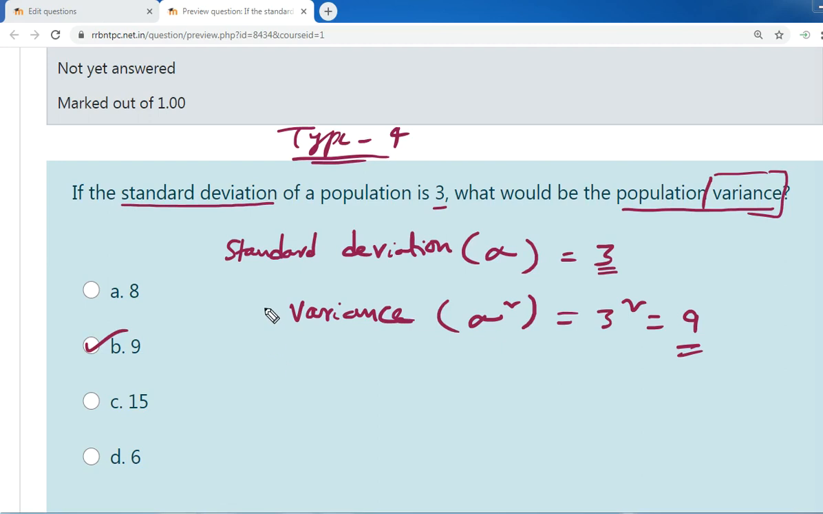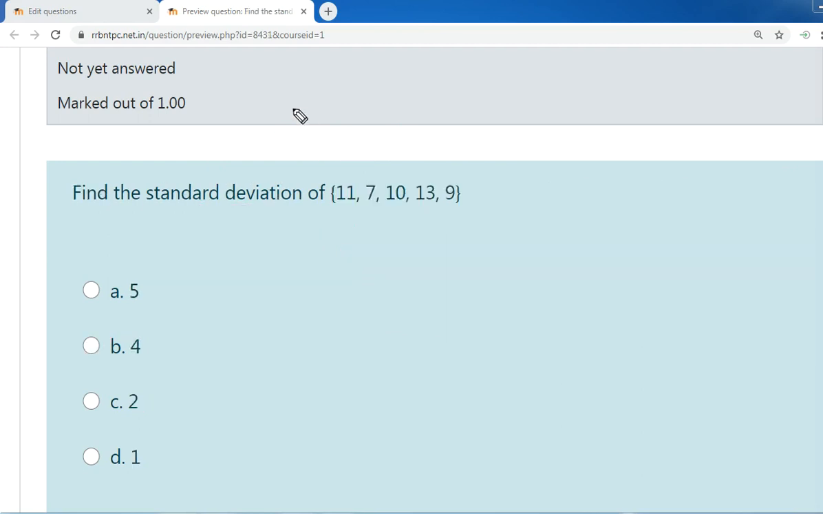So such a simple question. However, if you don't know what is standard deviation, what is variance, then you could not be able to answer this question. Always variance will be sigma square if standard deviation is sigma. Next, let us go for type 5. Type 5 is whenever they're asked to find out the standard deviation of the given data.